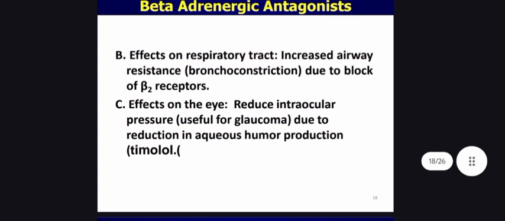Now on the respiratory system, what is their effect? We're talking about non-selective blockers now. What kind of receptor do we have in the bronchi of the lung? Beta 2. What's the effect of activating the beta 2 receptor? Dilation. Excellent. So if I antagonize that, what's going to happen? Constriction. So we're going to see increased airway resistance, bronchoconstriction due to the blockage of the beta 2 receptors. This is a side effect.